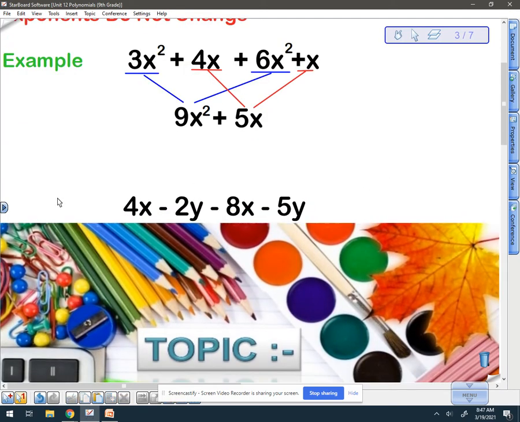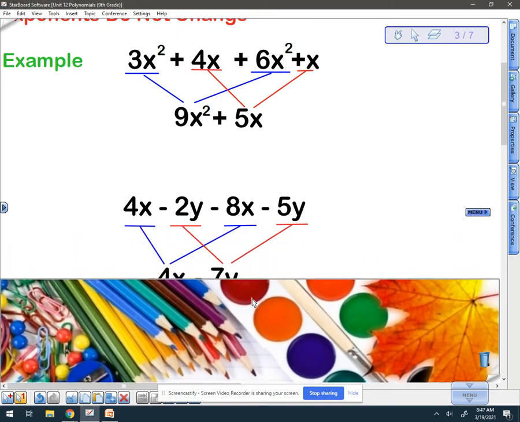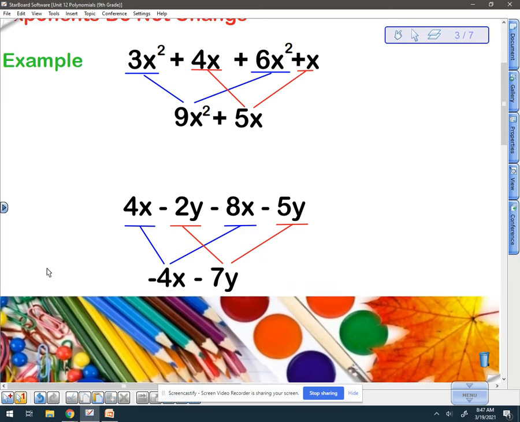All right. So combine like terms. 4x and minus 8x go together. Negative 2y and negative 5y go together. So when you combine them, 4x minus 8x is negative 4x. If you have minus 2y and minus 5y, that's negative 7y. So minus 7y.